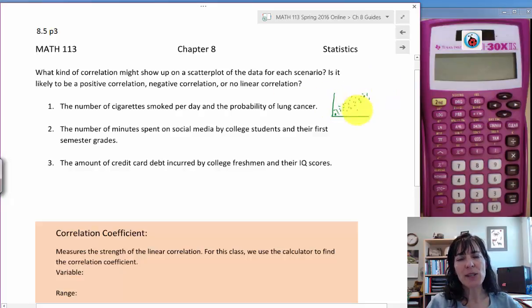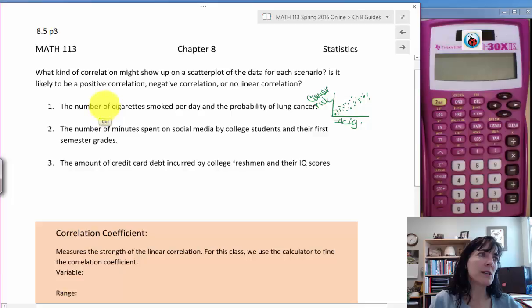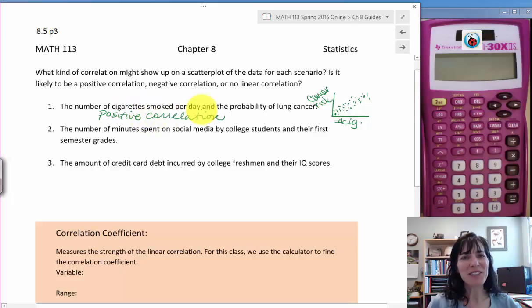So that looks like this would be number of cigarettes and then cancer risk. Okay, so as the number of cigarettes increases, the probability of cancer also increases. So this is likely to be a positive correlation. Try the next one.